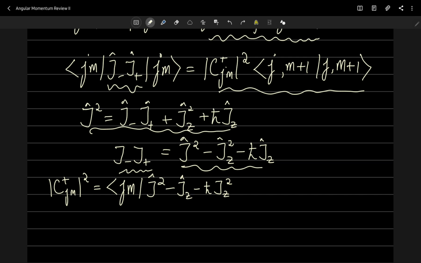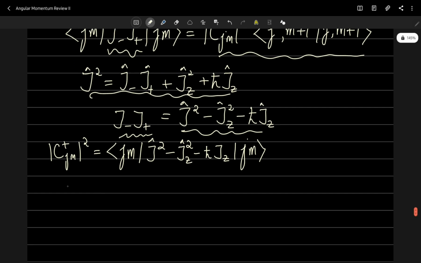Okay, so now we have this thing, and sorry, we don't have a square on this one. We have a squared on this one, right? And above here, it's correct, right? Okay, so this is what we have, and this is then acting on jm, right?